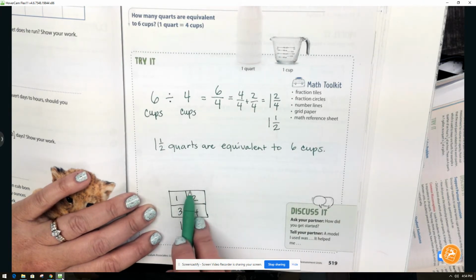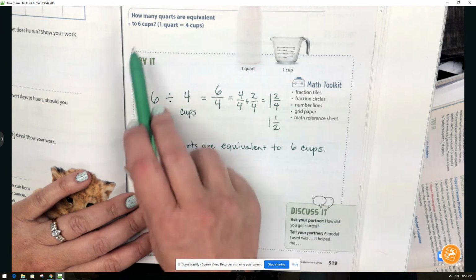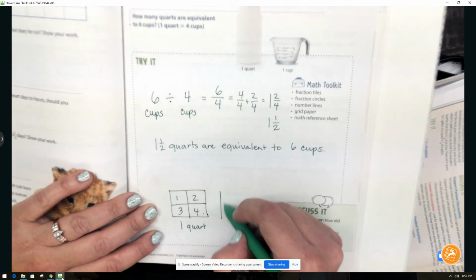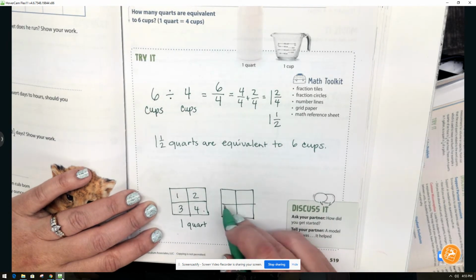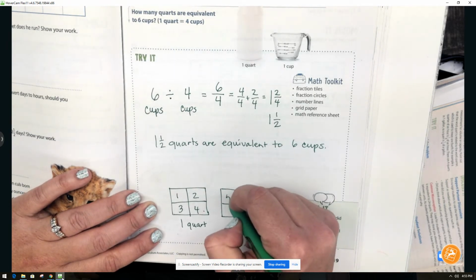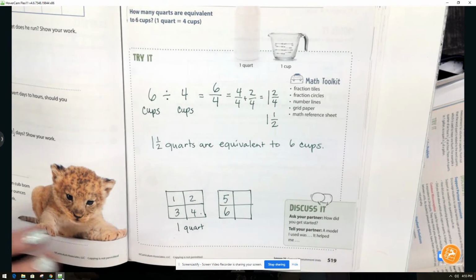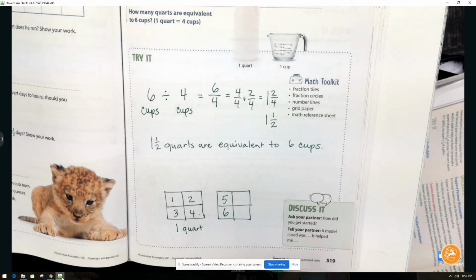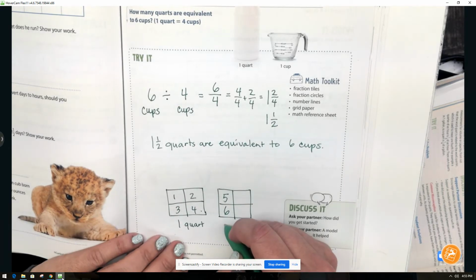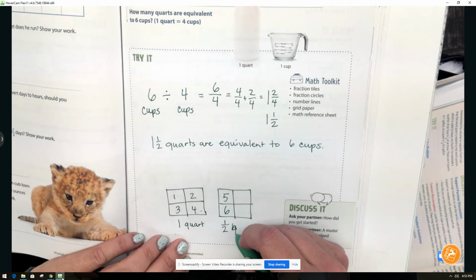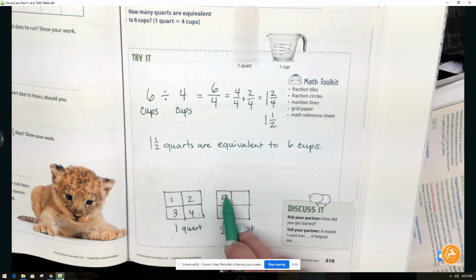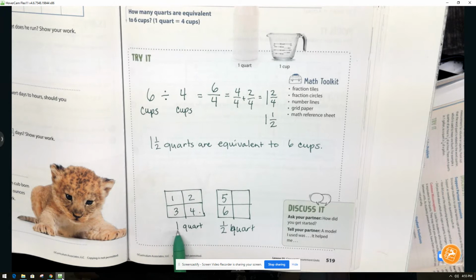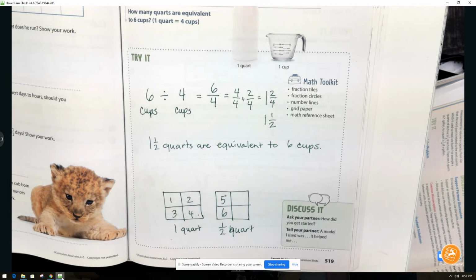So this would be like 1 whole. But I don't have 4 cups. I have 6 cups. So I need to draw another quart. But this time I'm still going to break it into fourths because there's 4 cups in a quart. And then I have a 5th cup and a 6th cup. I don't have a 7th or 8th cup, so I can't fill those. So here I have a half of a quart because this quart is half full with cups 5 and 6. So here I could see that I have 1 and 1/2 quarts of milk.